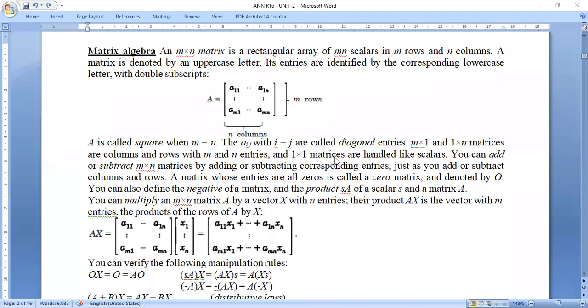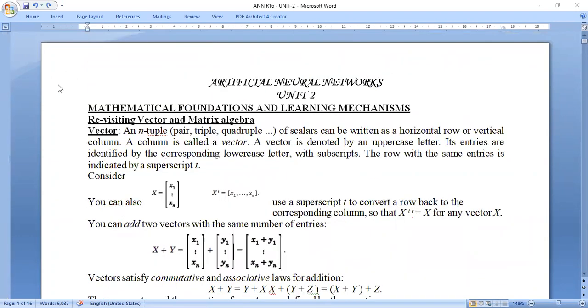In today's class, we are going to learn about matrix algebra. Matrix algebra is the first concept of the second unit. So, what is the first concept of the second unit? It's revisiting vector and matrix algebra. Revisiting vector and matrix algebra is the first concept under the second unit of artificial neural network, right?